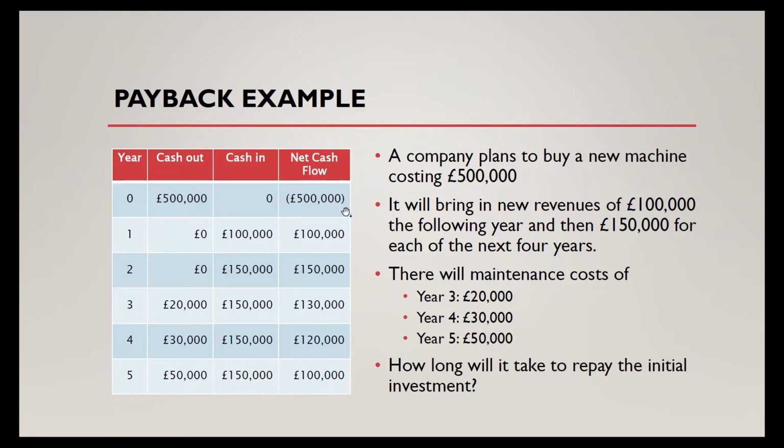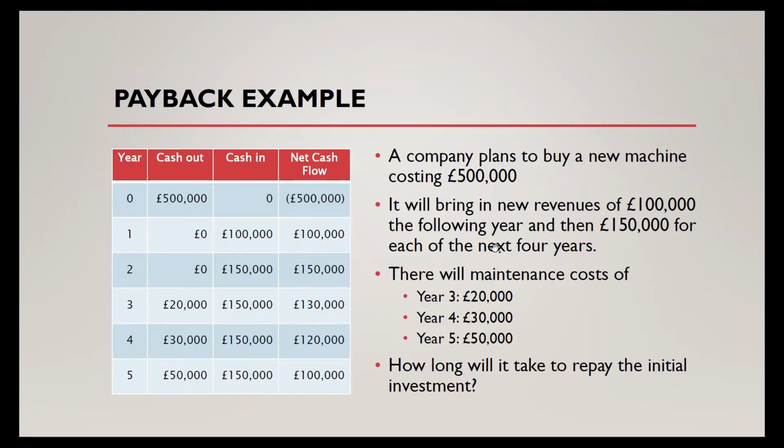Next, in year 1, we will be having a revenue of £100,000. And from the question, we see that in year 1, there are no maintenance expenses. We don't need to pay to fix our machine because it's pretty new. So the cash out is £0. Cash in is 100,000. So the net cash flow is 100,000.